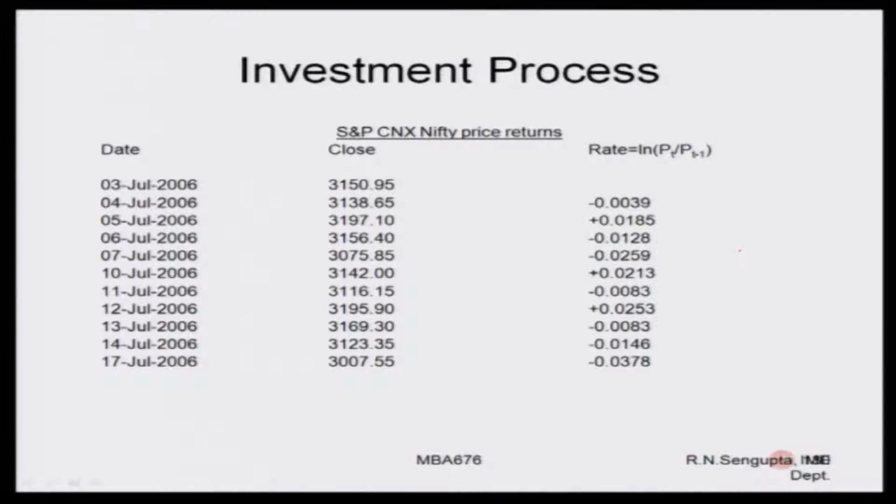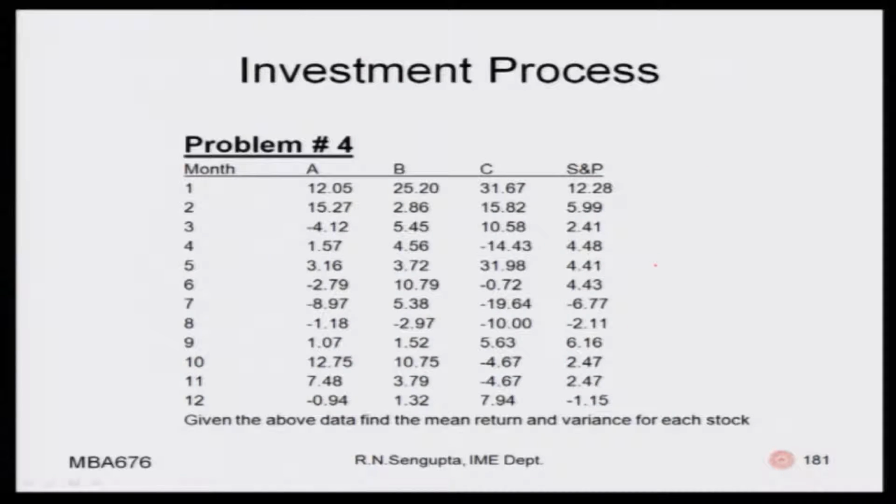So, we have the rates given, this is the column. You see some are negative, some are positive. Based on that we plot it. Now, we are considering a simple problem where you have ABC as a stock, and we consider S&P prices, again theoretical, starting from 12.28 to minus 1.15.